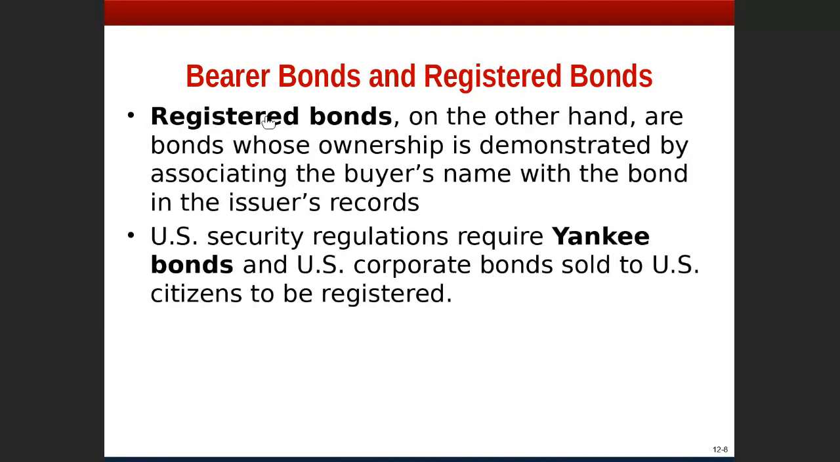Then we have registered bonds. Registered bonds, on the other hand, are bonds whose ownership is demonstrated by associating the buyer's name with the bond in the issuer's records. U.S. security regulations require Yankee bonds and U.S. corporate bonds sold to U.S. citizens to be registered.